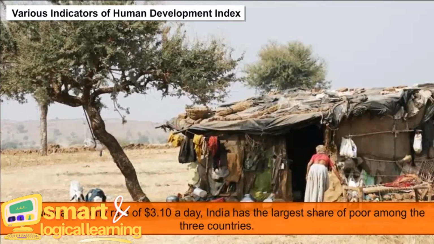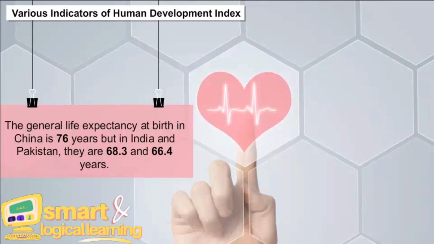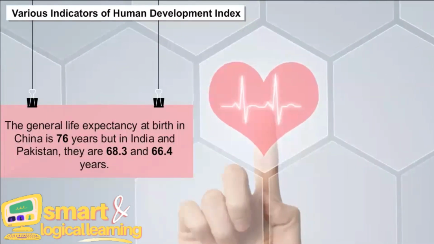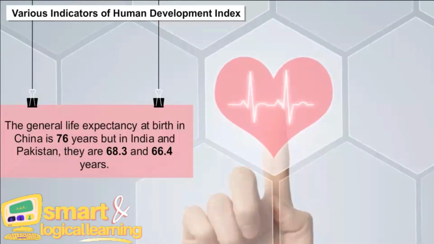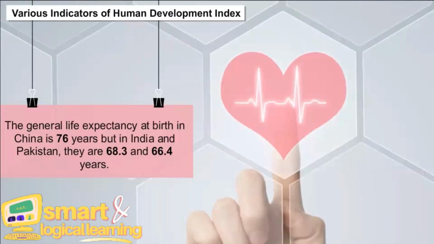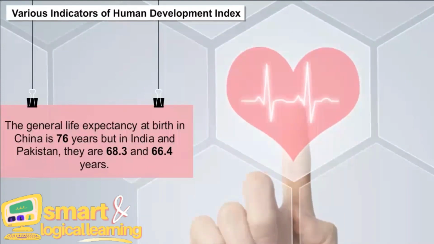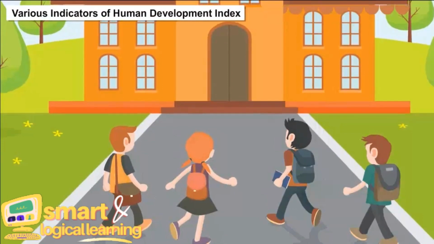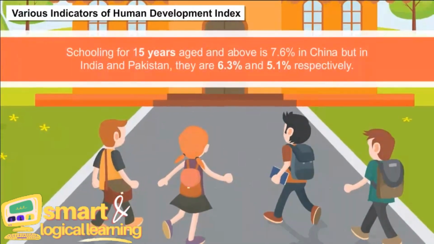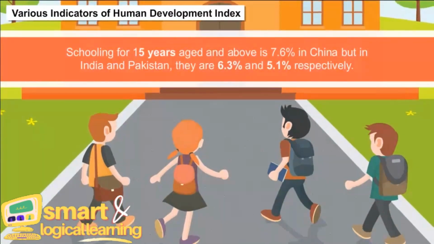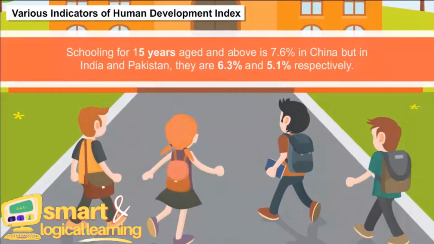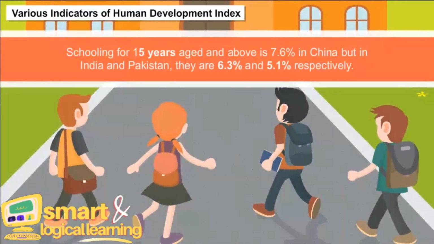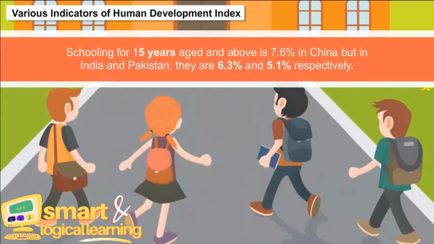The general life expectancy at birth in China is 76 years, but in India and Pakistan, they are 68.3 and 66.4 years respectively. In education, the mean years of schooling for 15 years aged and above is 7.6% in China, but in India and Pakistan, they are 6.3% and 5.1% respectively.